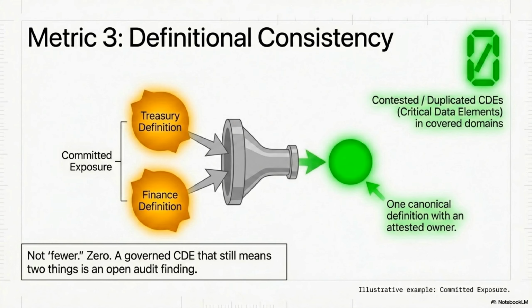Metric 3, definitional consistency. In the domains you've covered, how many critical data elements still have contested or duplicated definitions? Remember episode 6, Treasury and Finance reporting committed exposure to the board, and the numbers didn't reconcile. That was a context failure, not a model failure. The cure is one canonical definition with an owner who attests to it. So the metric is brutally simple. In a covered domain, contested definitions should trend to 0. Not fewer. 0. In a governed domain, a CDE that still means 2 things is an open finding.